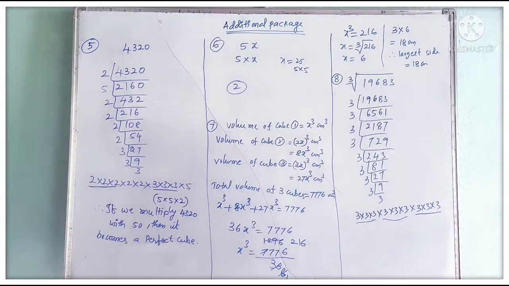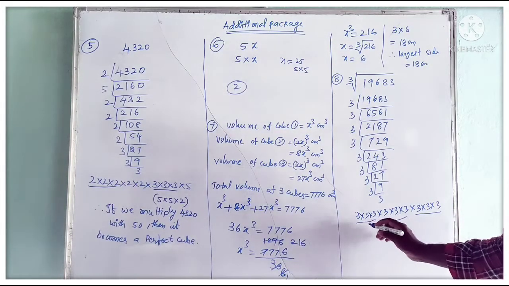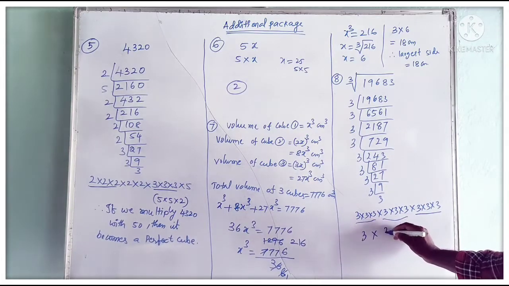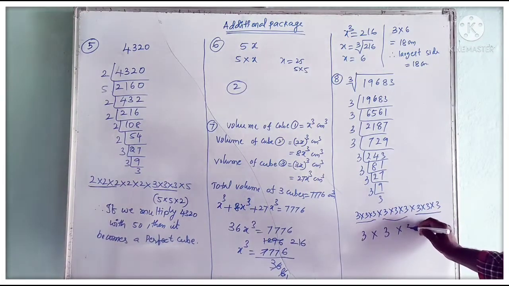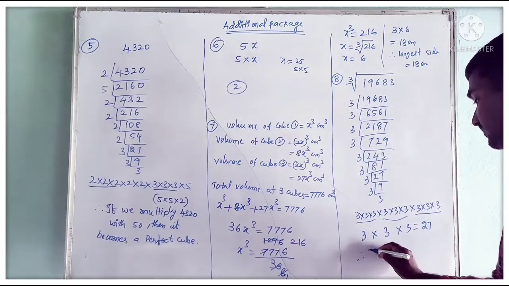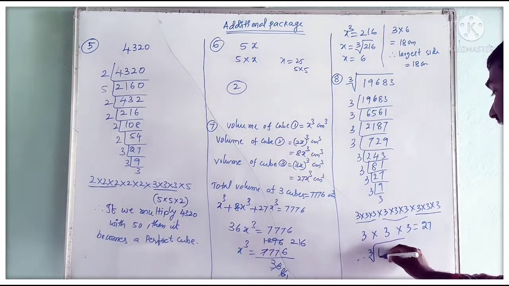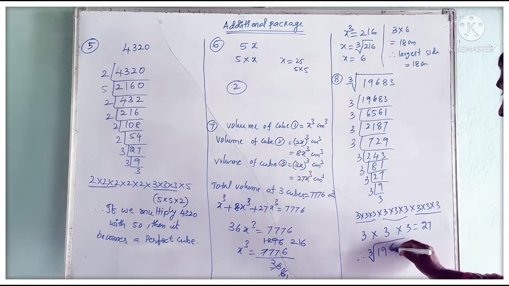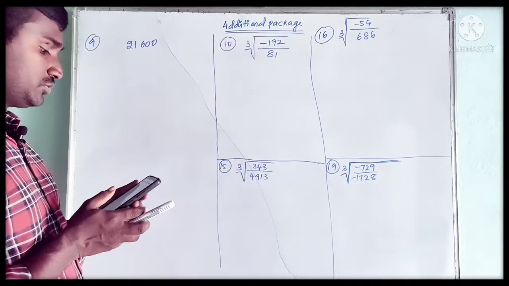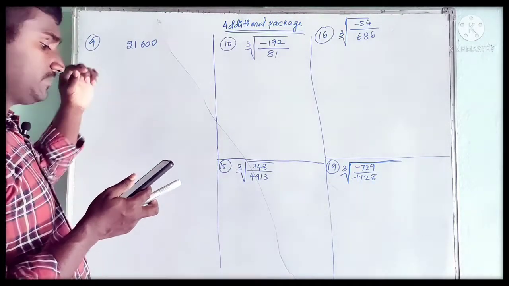To find the cube root of a number, we need to select one number from each group. So 3 from this group, 3 from this group, 3 from this group. So 3 into 3 into 3, 27. Therefore we can write the cube root of 19683 equal to 27. Okay. Now I am going to discuss question number 9.